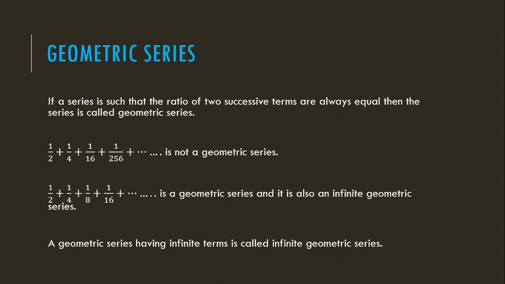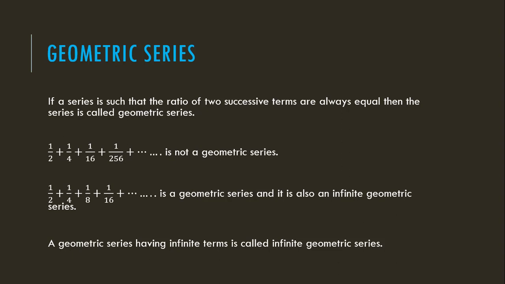Again, to get the third term, you have to multiply half with the second one. Therefore, 1 by 4 into half equal to 1 by 8. Again, to get the fourth term, you have to multiply half with the third term, that is 1 by 8 into 1 by 2 equal to 1 by 16, and so on. Every time to get the next one, we have to multiply by a number with the previous one. This is the criteria of a geometric series.